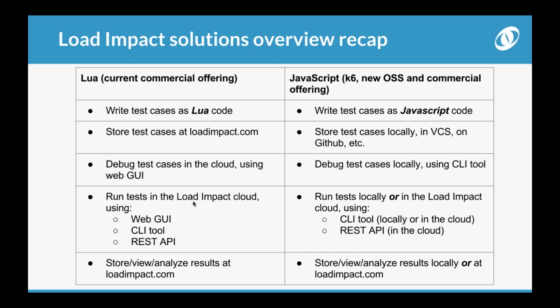Now, if we look at K6 again, in K6 the test cases are written in JavaScript code. The entire workflow is based on your local setup. So you write your test cases, store them locally, or preferably in your version control system. You debug your tests locally by running K6, go back to your editor, and you can also trigger your actual test runs locally, but also use the LoadImpact cloud for executing on our cloud infrastructure. And results, similar to the execution, you can store locally, or you can stream them or store them in the cloud.